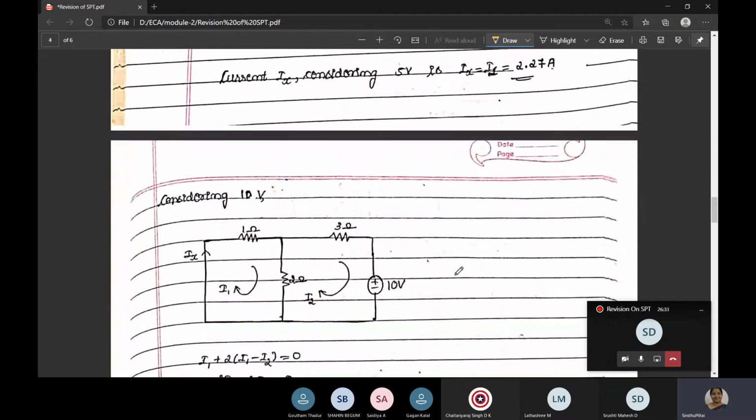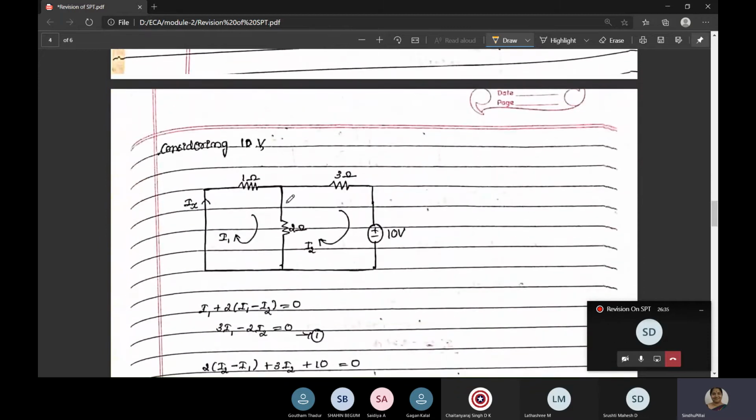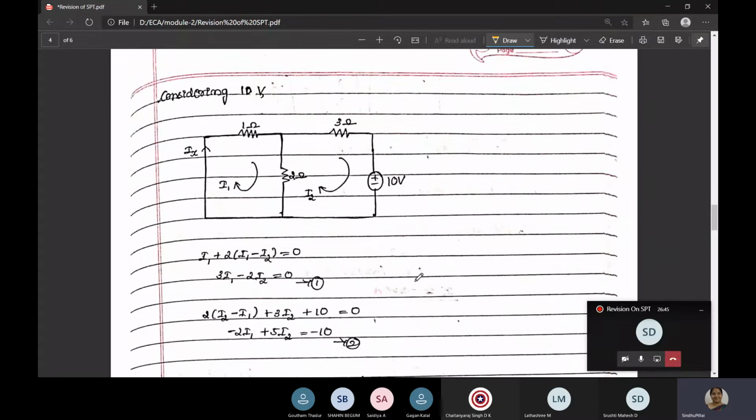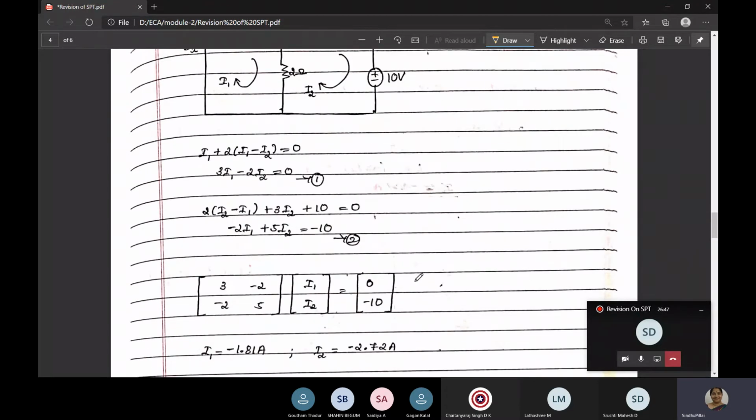Next, when we consider 10 volts, again the current source will be removed, and the 5 volts is short circuited. We will keep only 10 volts. Again, the same two loops, I1 and I2. Just write two loop equations and find out the currents.